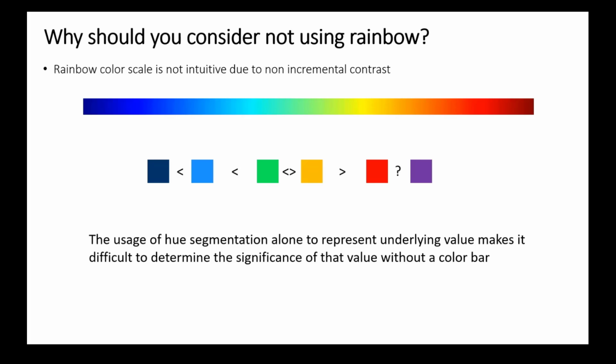But the rainbow color bar does not provide that incremental contrast. Instead, it uses hue segmentation. So you'd have to look at it and determine whether or not green is worth more than orange, or is orange worth more than red? And that's very difficult to do intuitively.